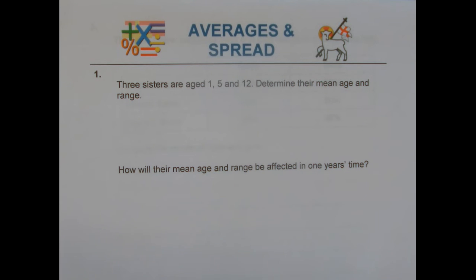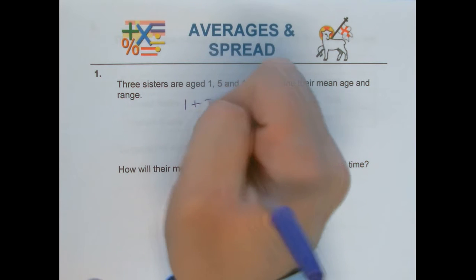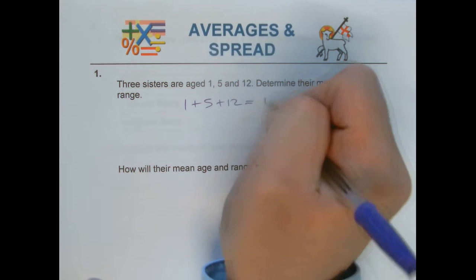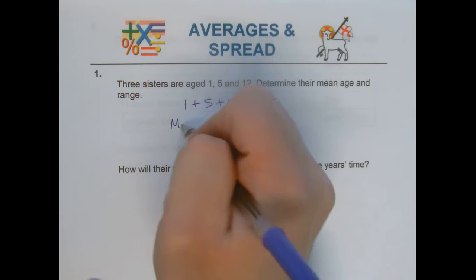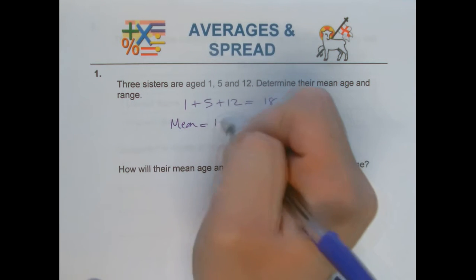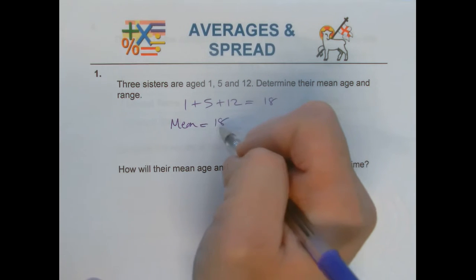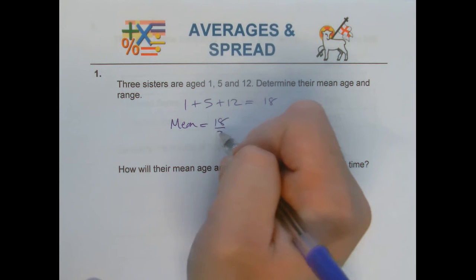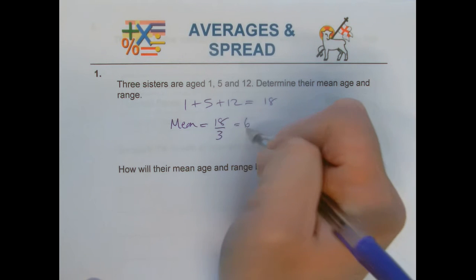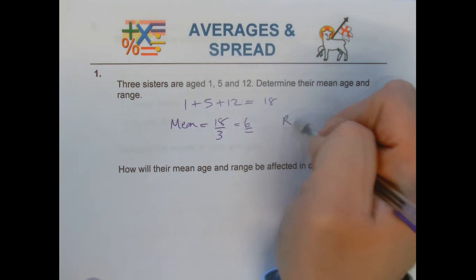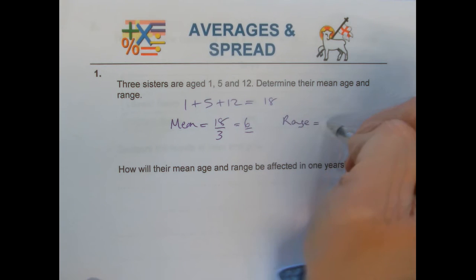Three sisters are aged 1, 5, and 12. Determine their mean age and range. Okay, so their mean age, we need to add them up. That comes to 18. So then the mean would equal the total sum, 18, divided by how many there are. There's three sisters, so you get 6. So that's their mean. The range will be the highest take away the lowest, so you get 11.